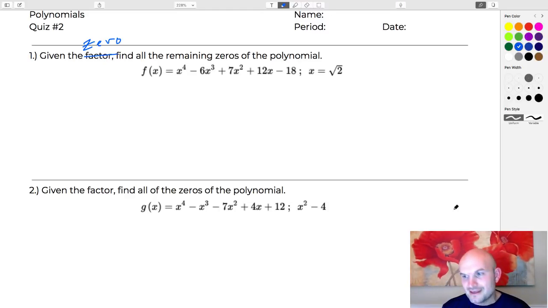Let's get right into the math, and then I'll go ahead and answer you guys' questions that are in the chat. All right, let's do it. So given the 0, find all the remaining zeros of the polynomial.